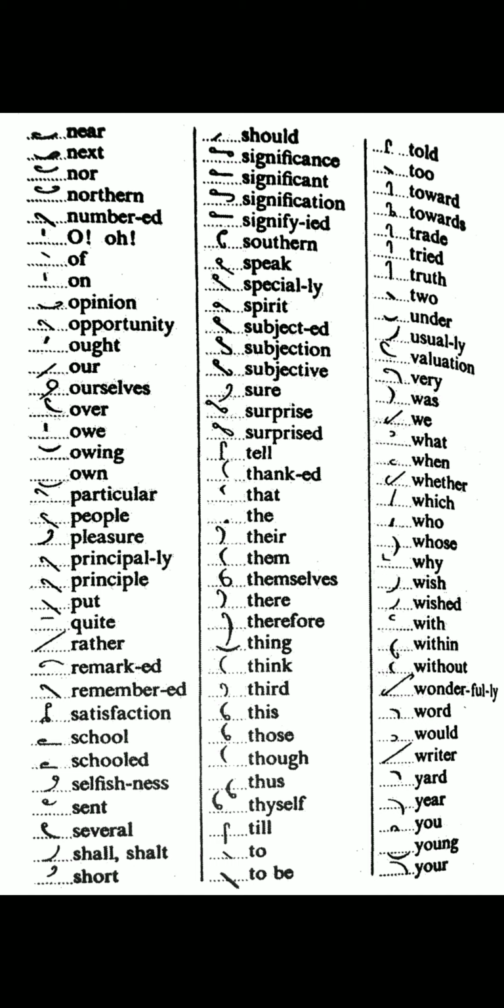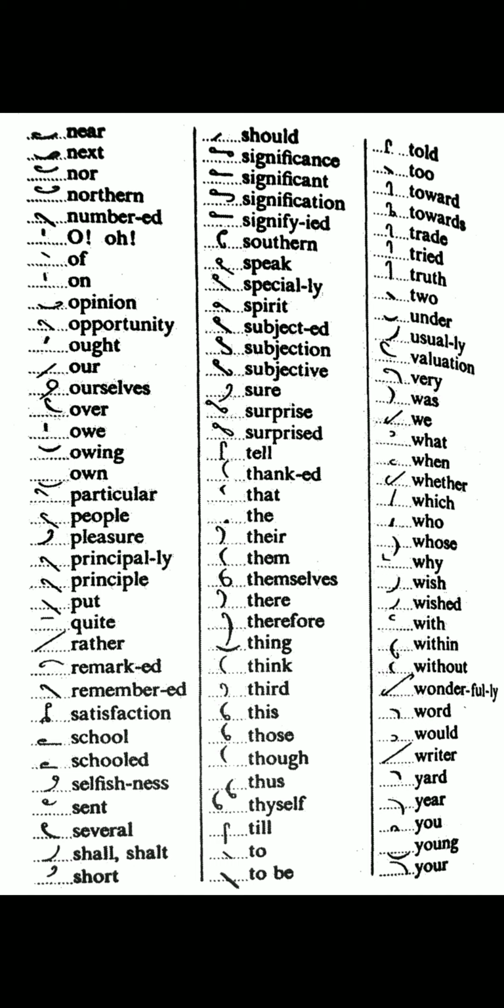Ish with R hook on the line for pleasure. P with R hook through the line for principle and principally. Same outline for another principle. P through the line for put. K halved above the line for quiet.